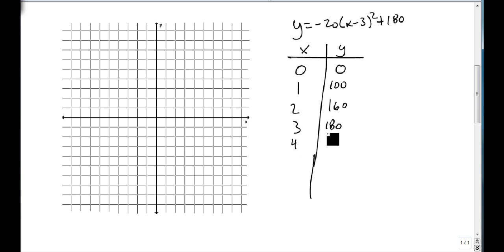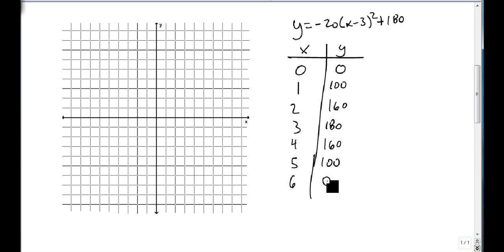4 gets 4 minus 3 is 1. 1 squared is 1. Oh, that's the same. 4 and 2 are the same. That's a 160. 5 ends up being the same as 1 for 100, because we end up with a 2 squared, which is 4, which gives us minus 80. And 6 gives us 6 minus 3 is 3, 3 squared is 9, minus 180, minus 180 plus 180 is 0.